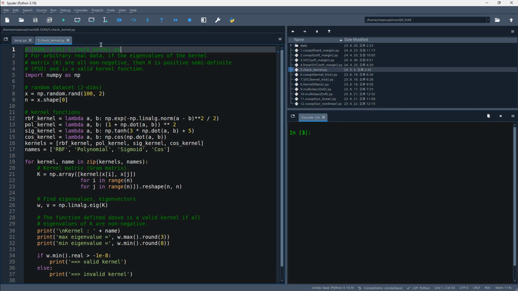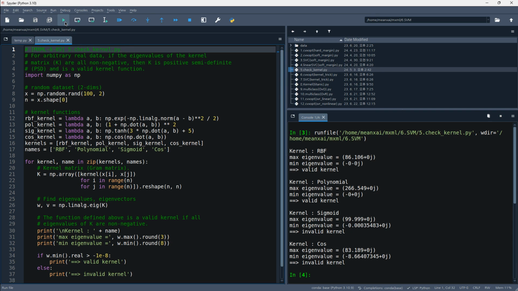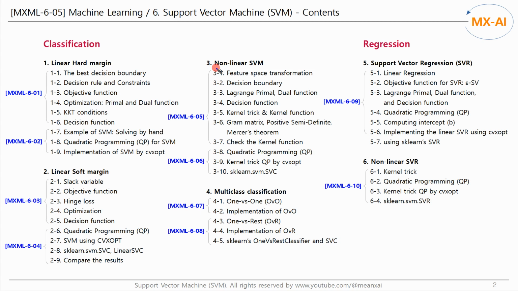Let's run this code. The results are as follows. So far, we have seen how nonlinear SVM works. In the next video, we will implement a nonlinear SVM using CVXOpt and scikit-learn's SVC.